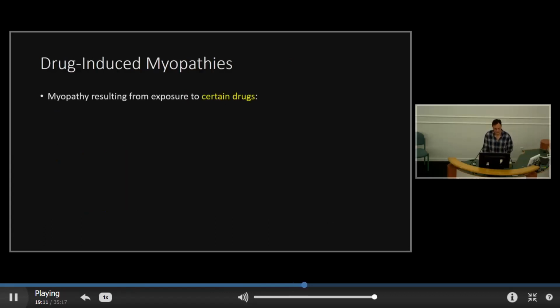There are drug-induced myopathies. We do see these once in a while too. Certain drugs predispose to these more. So there's one called a steroid myopathy. That is fairly classic with long-term steroid use. The wasting may not be very marked. The EMG normally doesn't tell you much.